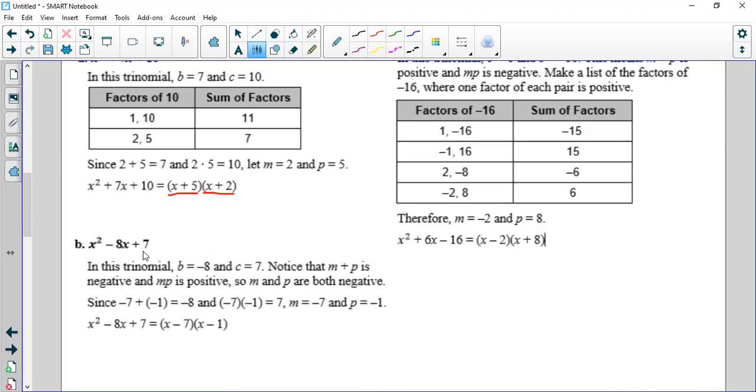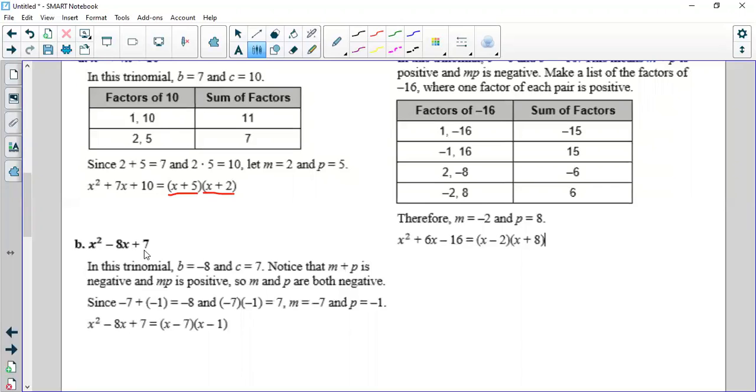We're going to take a look at another one where the c value is positive again, except this time the b value is negative. It means I need to multiply to make 7. I need to add to make negative 8. Well, that means that I'm going to have two negative numbers, because a negative number times a negative number gives me a positive number, and a negative number plus a negative number gives me an even bigger negative number, or technically a little smaller negative number.